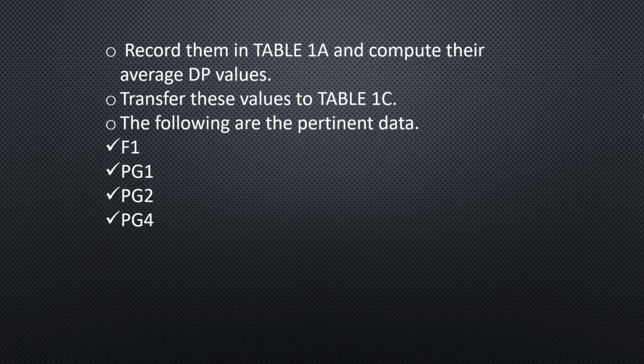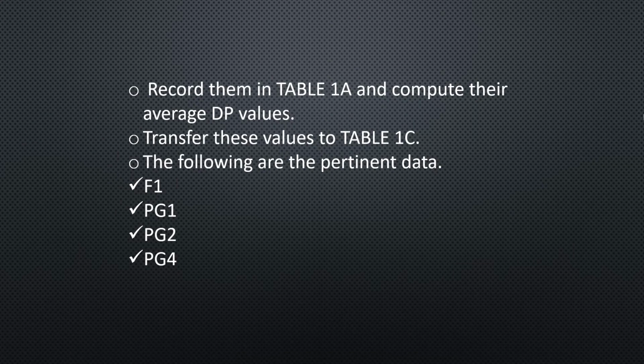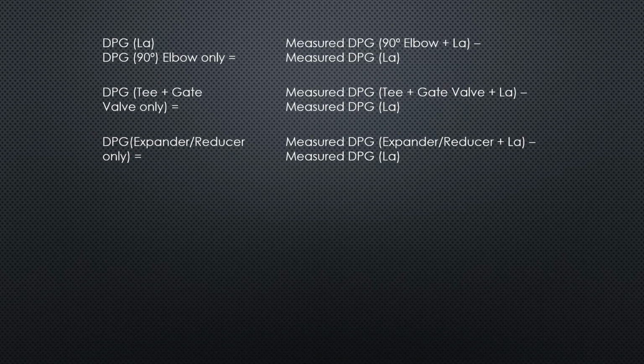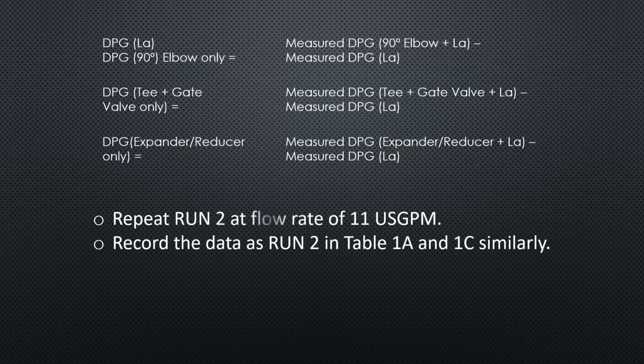Next, we need to record all the data we get from the experiment in table 1A. And then we need to compute the average DP value and transfer it to table 1C. The following are the pertinent data: F1, which is rotameter, PG1, PG2 and PG4. These are the formulas to calculate DPG for laminar flow, DPG 90 degree elbow only, DPG T plus gate valve only and DPG expander or reducer only. Then we need to repeat for run 2 at flow rate of 11 US-GPM and record the data as run 2 in table 1A and 1C similarly.